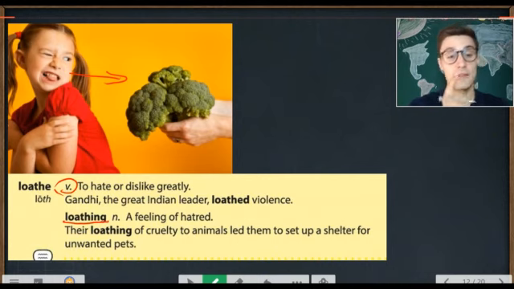Loathing is another form of the word, which is the name of a feeling of hatred. So it's the name of that feeling. Joy is the name of a good feeling. Loathing is the name of a feeling of hatred.